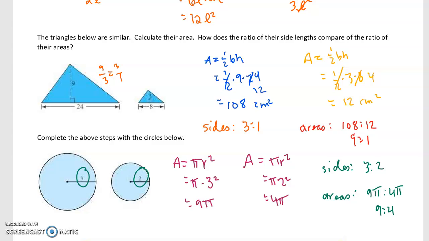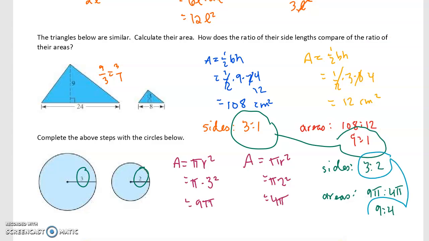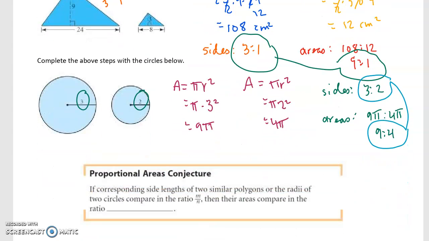Okay, so now let's see, can we find a pattern? 3 to 1, 9 to 1, 3 to 2, 9 to 4. What is happening to the numbers? It turns out that we are squaring them. So 3 squared is 9, 1 squared is 1. 3 squared is 9, 2 squared is 4.